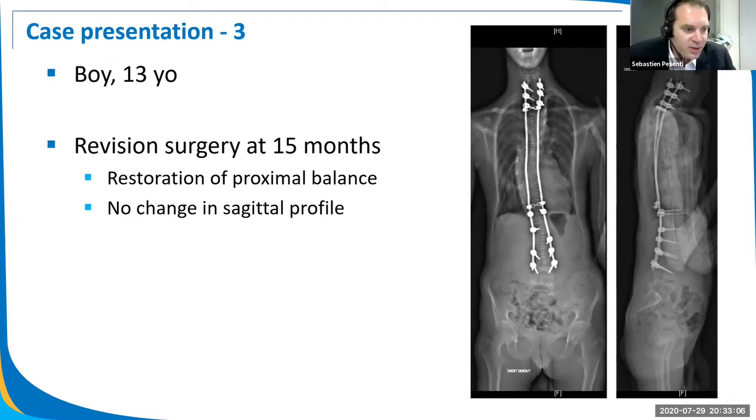But it would probably not have been the same in an AIS patient with normal bone, because this area would have been totally fused and it's very unlikely that we would have been able to correct just by going one level above. Thank you.